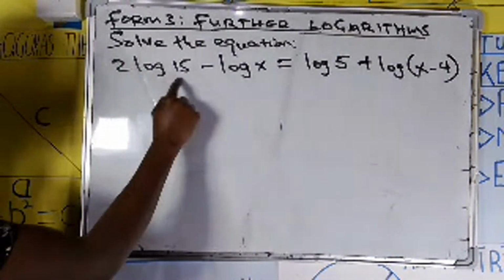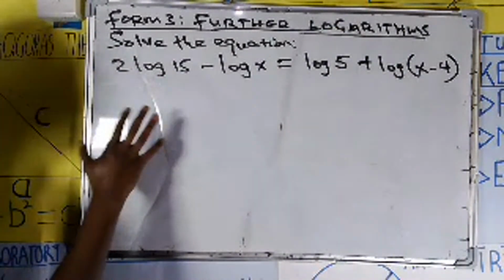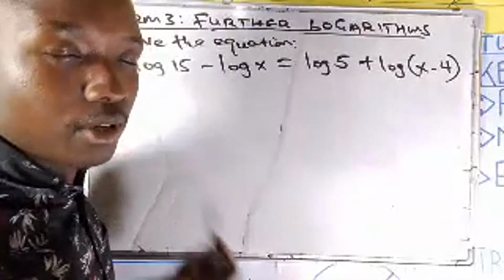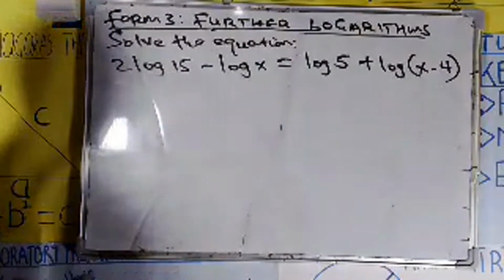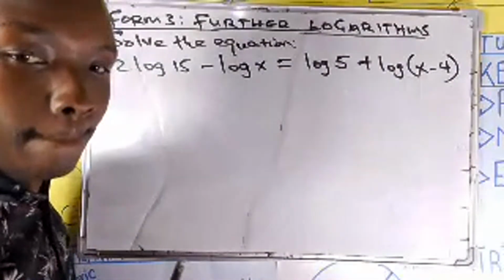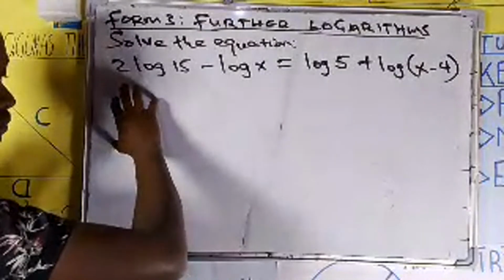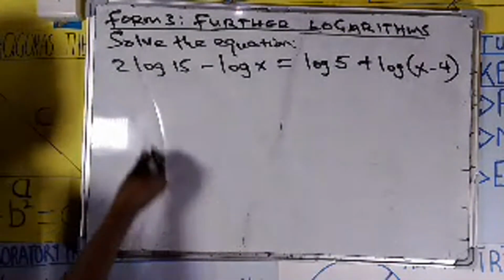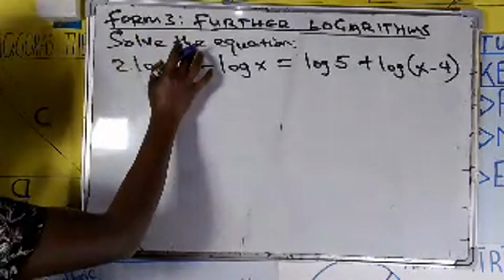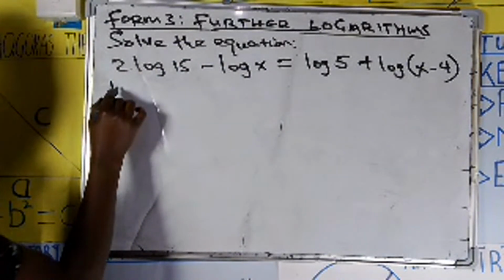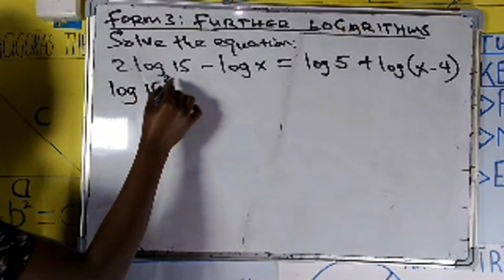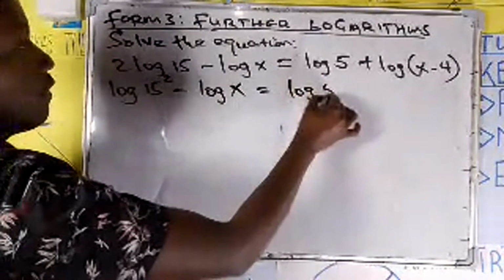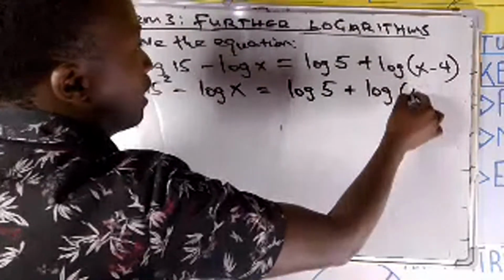So if you check this one clearly, even if it is not written, it is always to base 10. Kama haijaandikwa inakuwa to base 10 unless imeandikwa 2 au 3 hivyo. Lakini kama haijaandikwa ni kumaanisha it is to base 10. So in such a case, what we are going to do is, hii tumesema law yake ni gani? Tunaileta hapa juu inakuwa power. So itakuwa log 15 squared minus log x is equal to log 5 plus log x minus 4.